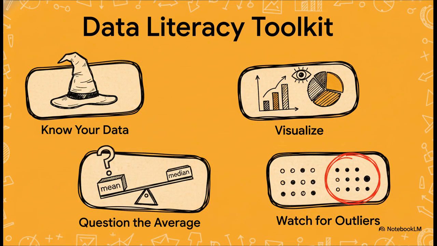So this is it. This is your basic toolkit. Know what kind of data you have. Make a picture of it first. Always question the average, and always be on the lookout for those outliers that bend the truth. This is how you go from a chaotic spreadsheet to an actual defensible insight. This is how you find the real story.